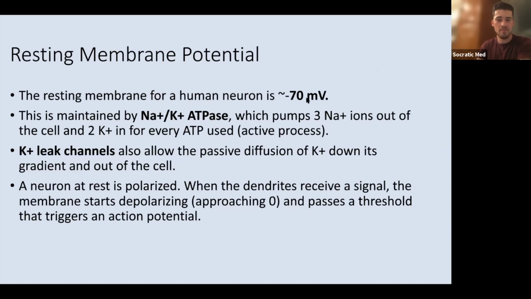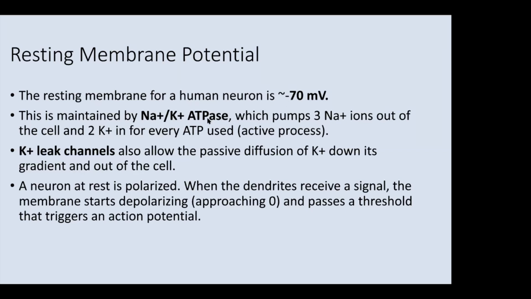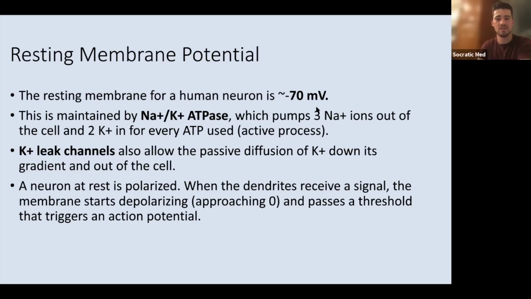So the resting membrane potential, for a human neuron, is about -70 millivolts. What that means is that when you're looking at the inside of a cell and the outside of a cell across the membrane, the difference between the two charges is 70 millivolts. The convention is that whatever that number is, you're talking about the inside of the cell. So if it's -70 millivolts, the inside of the cell is 70 millivolts more negative than the outside, less positive than the outside.